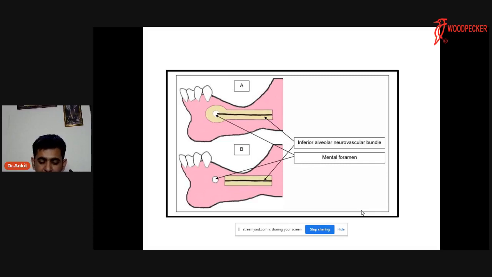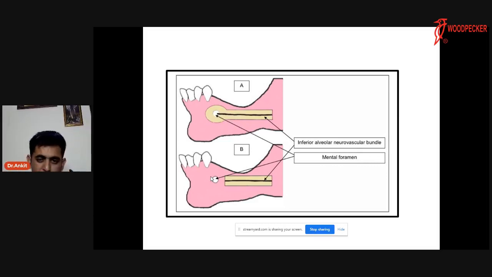What happened in such a scenario is that this is the mental foramen, right? You can see it here. This is the mental foramen, and there is a neurovascular bundle that goes in, named the inferior alveolar neurovascular bundle, and this foramen is the mental foramen. So what we basically do is we cut a trough in and around the nerve with the help of a piezotome, right?